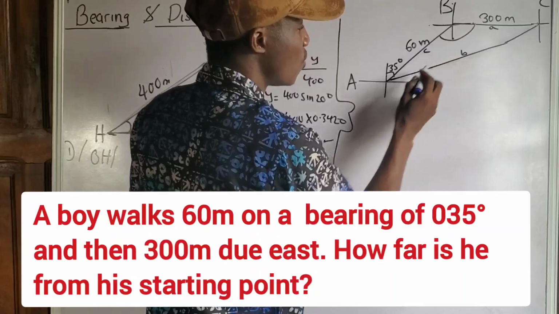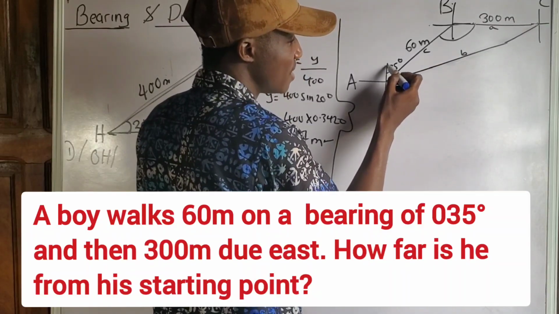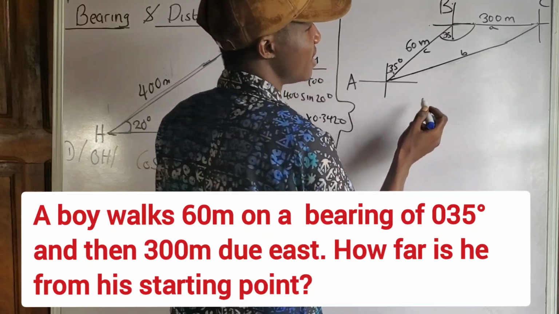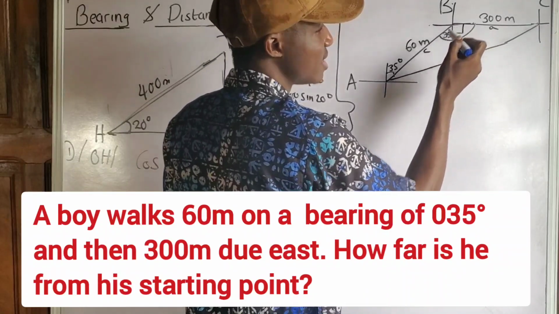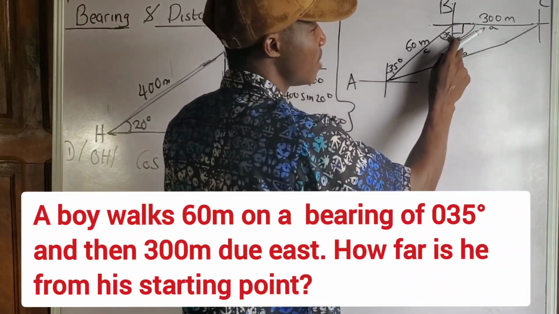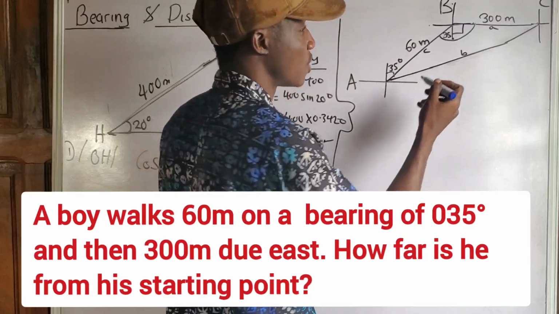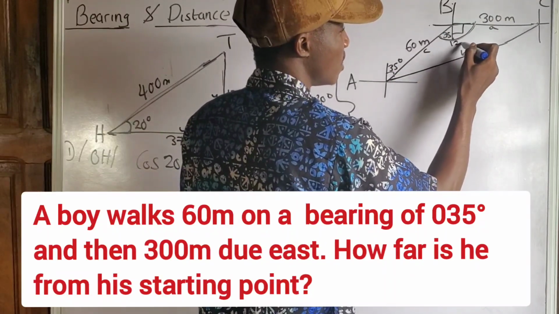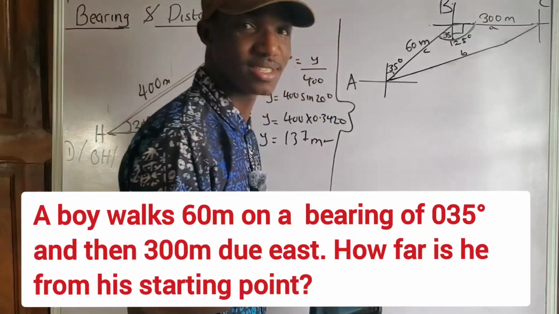To get the value of this angle, we know that this one is 35. 35 degrees is alternate to this angle. This will also be what? 35 degrees. Okay. Now this angle that you see here is what? 90 degrees. Are you getting it? So 90 plus 35 degrees, that is what? 125 degrees. So the angle that is here is what? 125 degrees. Do you understand?